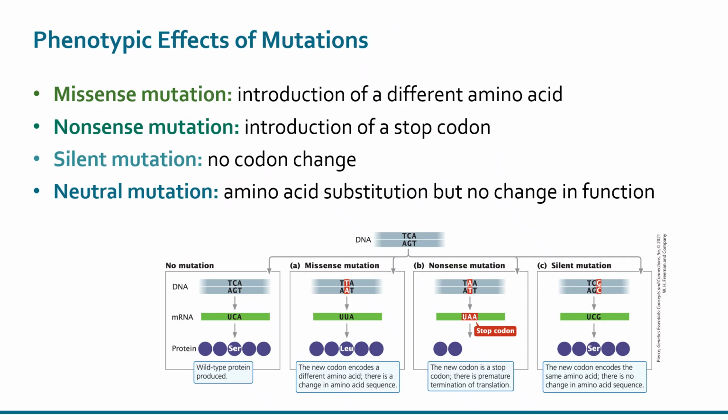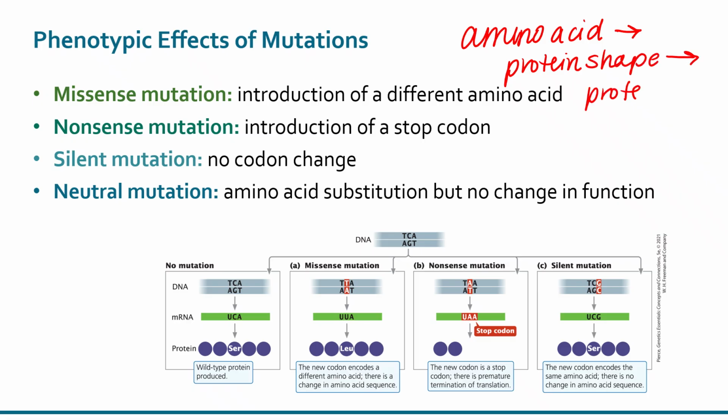So lastly, we have the effect of our mutation on the amino acid sequence that we are producing. And of course, this is going to affect the protein function. So if we have a change in that amino acid, it's going to affect the protein shape or structure, which in turn affects the protein function. So there's a few different ways that we can see changes in our amino acid structure. Remember, this is based on our nucleotide structure and then our codon reading and then the linking of our amino acids into a polypeptide.